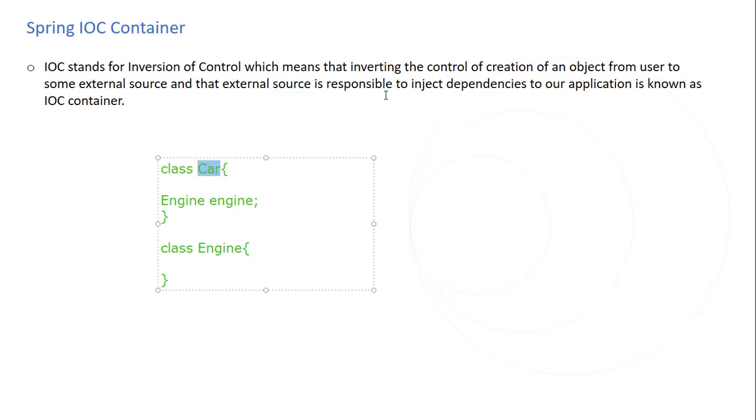But now come to the IOC container. What does IOC mean? IOC stands for inversion of control. What is the meaning of inversion of control? Inversion of control means inverting the control of the creation of objects away from the user. Suppose you require a Car object. Who is responsible? You are responsible.